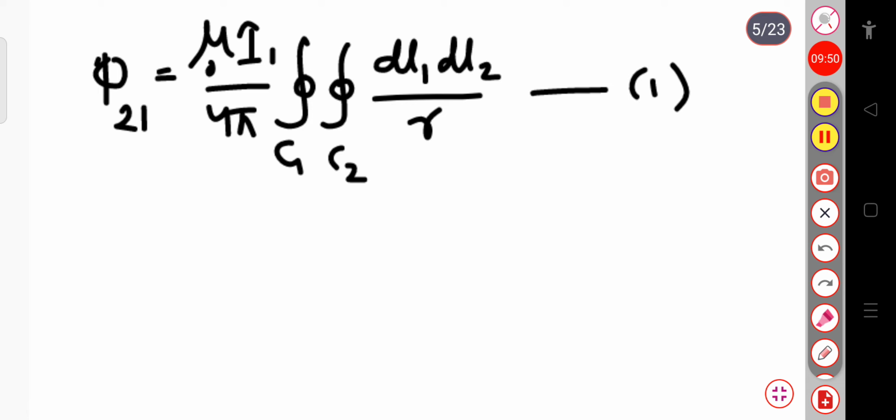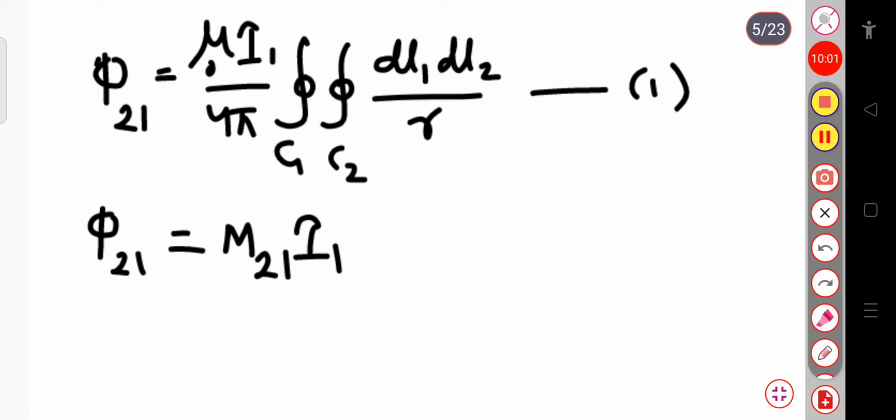Also we know the flux is directly proportional to the current, so we can write phi 1 equal to M21 I1, where M21 is the proportionality constant, known as the mutual inductance. So if I compare equations 1 and 2, what will we get?